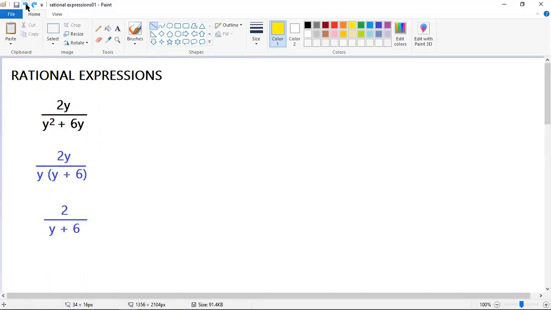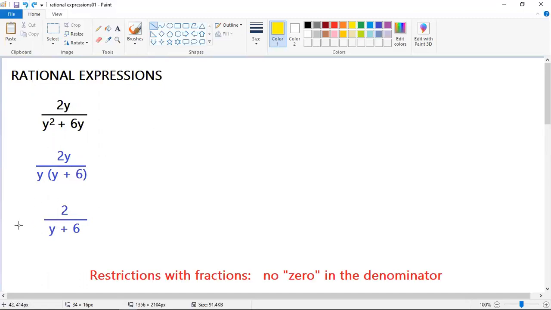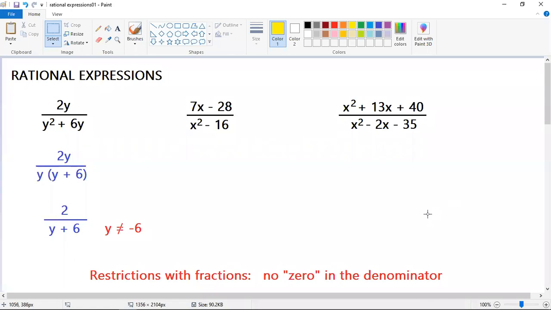Because it's a fraction, we need to understand that there is some restriction with fractions. And what is that? No zero in the denominator. This denominator y plus 6 cannot be 0 because you cannot divide any number by 0. So y as a restriction cannot be negative 6, because when y is negative 6, it makes a 0 with the positive 6. Let's have two more examples.